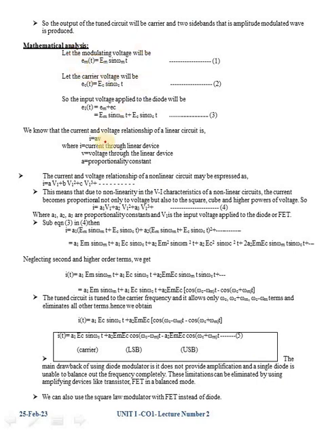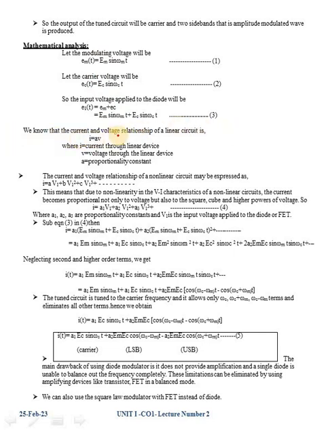Let us see the mathematical analysis of the circuit. This is your modulating signal, Em sin omega mt, and the carrier signal is Ec sin omega ct. The input voltage applied to the diode will be the addition of these 2 signals, which is why we have a summer in the block diagram. So Em plus Ec is the outcome of the summer.